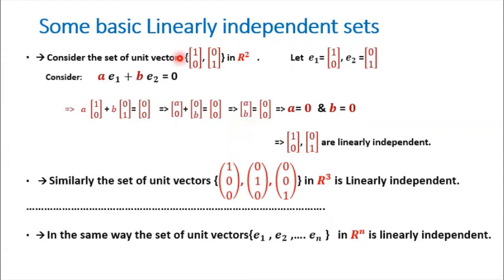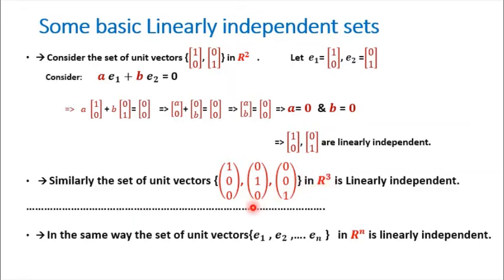That is, unit vectors in R2 are always linearly independent. Similarly, the set of unit vectors in R3. What are unit vectors in R3? (1, 0, 0), (0, 1, 0), (0, 0, 1). R3 is a vector space of column vectors with 3 rows, and the unit vectors are these. This will also be linearly independent. Similarly, in general, in R4, R5, all the unit vectors, if you take the set, will be linearly independent.